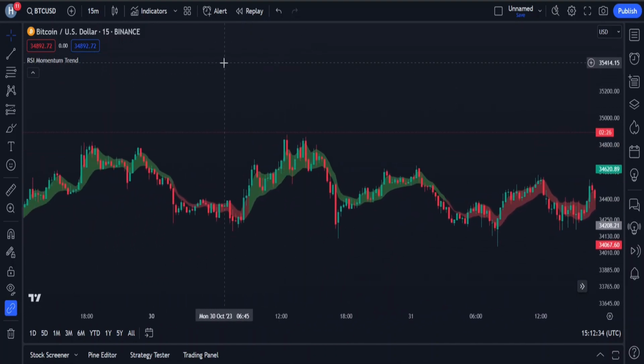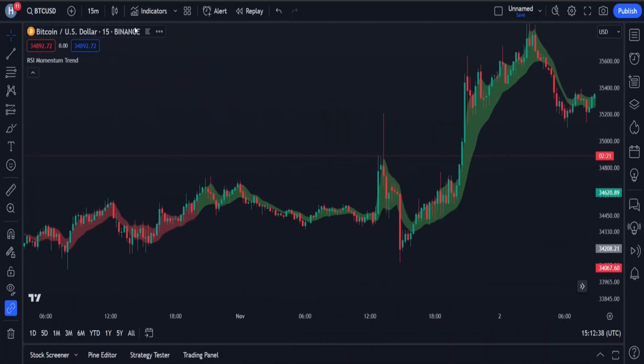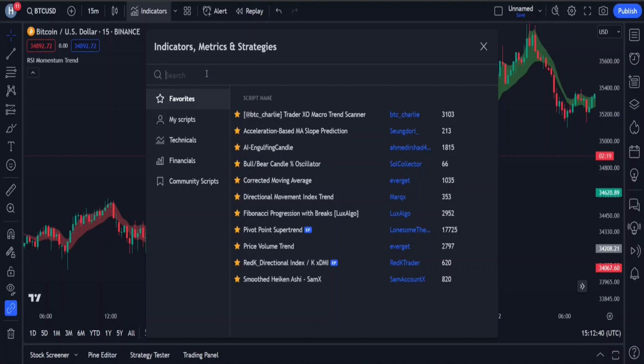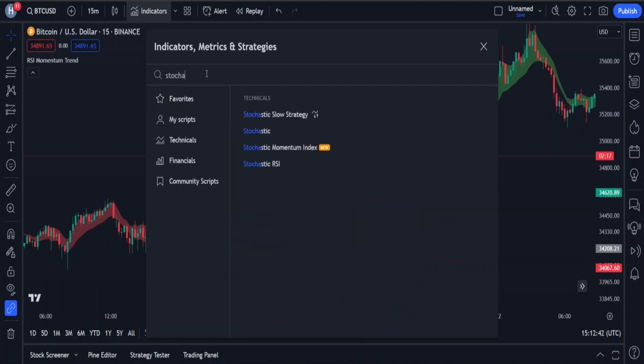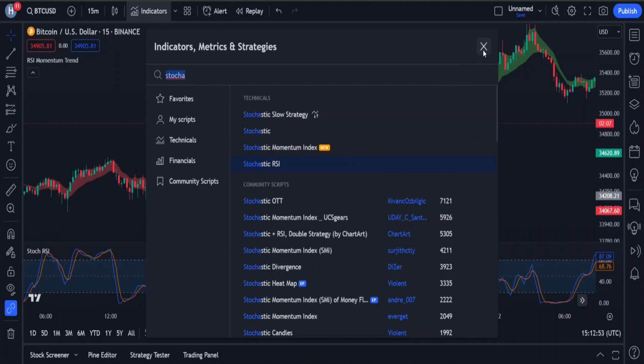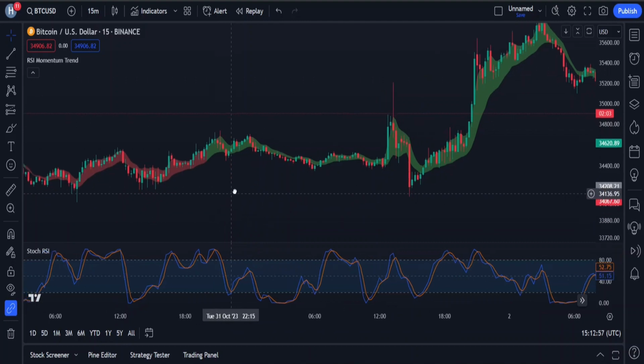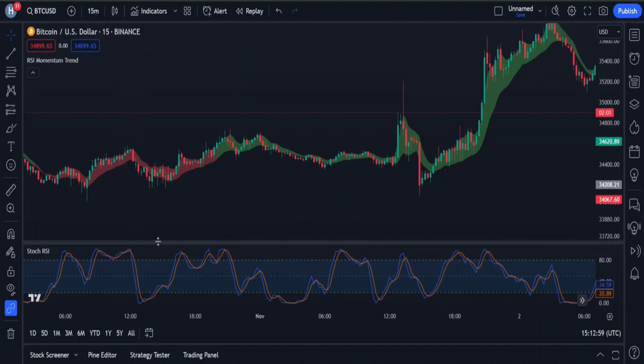So let's go ahead and add another indicator to our chart that we will use to enter buy and sell trades. So for that, we will click on the Indicators tab again and search for Stochastic RSI. I'm guessing some of you already know about this indicator, as this is a pretty popular indicator and many traders use this signal to get buy and sell entry signals. We will click on this one listed under the Technical section and add it to our chart. We are not going to be changing any settings for this indicator.